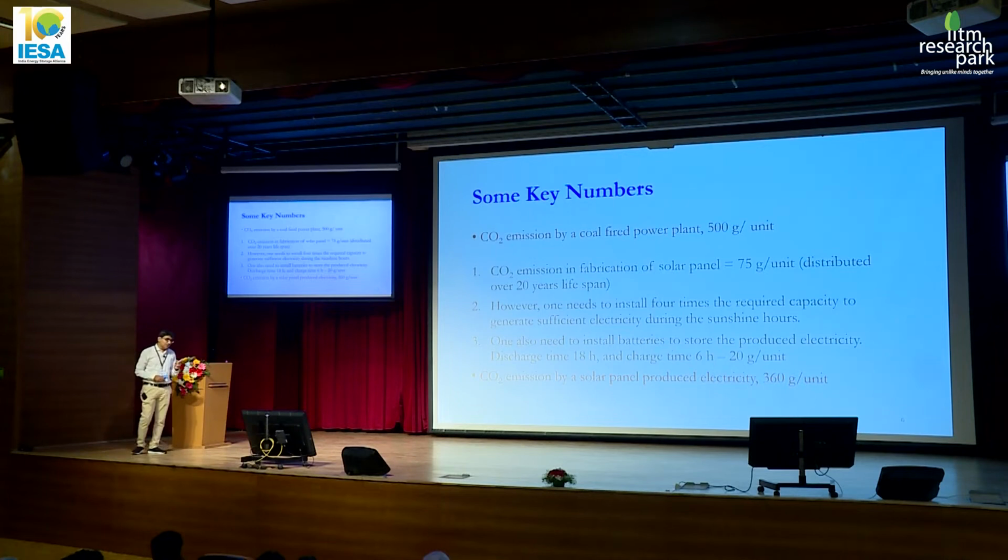And this solar panel is only producing for 6 hours a day. It means, because that is when the sunshine is there, you have to install 4 times this capacity. Multiply this by 4 times, and then you have to look into the storage which you will have to do for the 18 hours, the battery storage or whatever storage you have. You add the CO2 emission from the production of batteries, and it comes out to be 360 grams per unit. Does it look too different? Does not look too different. The so-called green energy is already producing 360 grams of CO2 per unit.